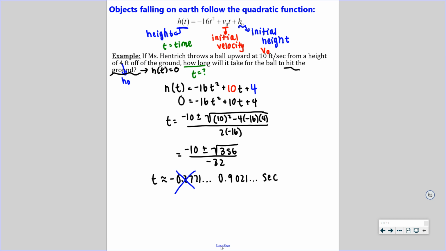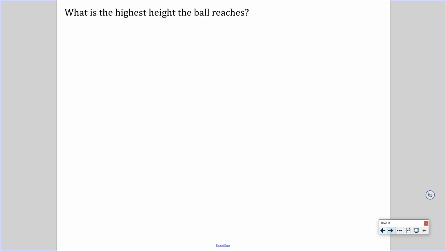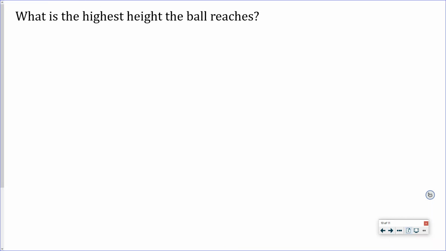All right, follow-up question. What is the highest height the ball reaches? If we were, again, to do the trajectory of this ball, remember, I throw it upward in the air. So actually my last sketch I could have made a little bit more accurate. I didn't just drop it. I threw the ball up and then it came back down.